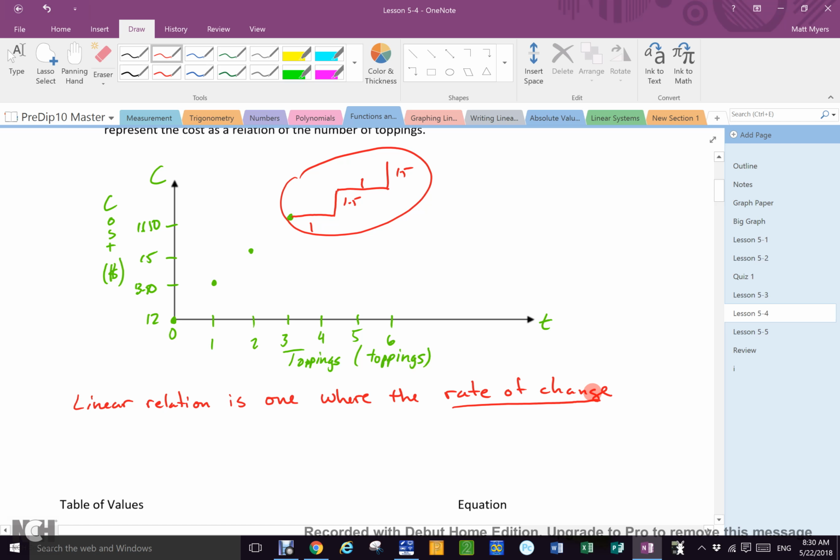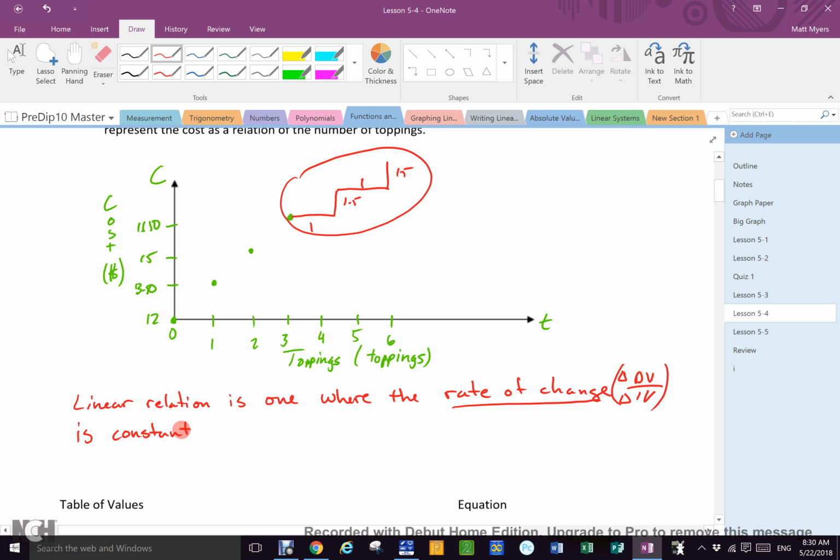Do not write it in the box. That's why I'm writing it here. I've got something else to put down in the box. Oh, is it 1.5 per topping? Yes. So it is the rate of change, which is always the change in DV divided by the change in IV, where the rate of change is constant.